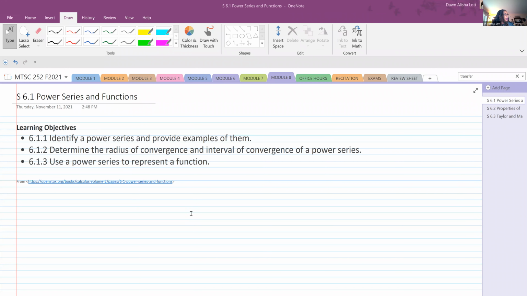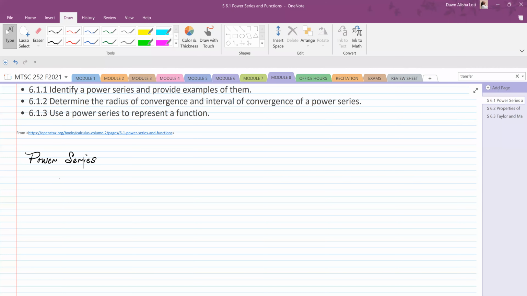A power series is a series of a particular form. So power series look like this: the summation, n equals 0 to infinity, of Cn times (x minus a) to the n. I think I'm going to use x naught.